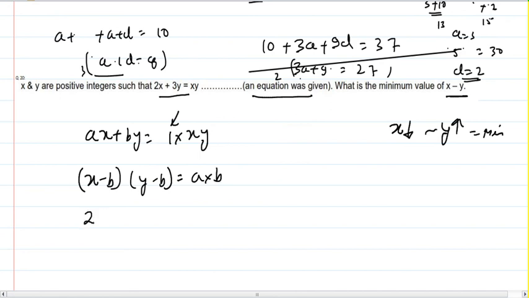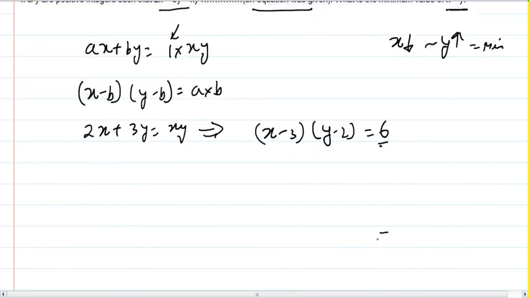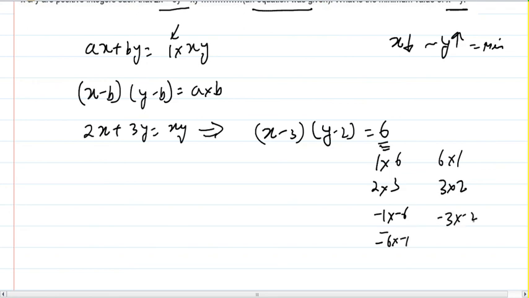And I see I have an equation 2x plus 3y is equal to xy. I can directly simplify this as x minus 3 into y minus 2 is equal to 6. Now I will break down this 6 in a manner that I have integer factors. I can break it as 1 and 6, 2 and 3, 6 and 1, 3 and 2, minus 1 and minus 6, minus 6 and minus 1, minus 3 and minus 2, minus 2 and minus 3. There are multiple ways to break this down.